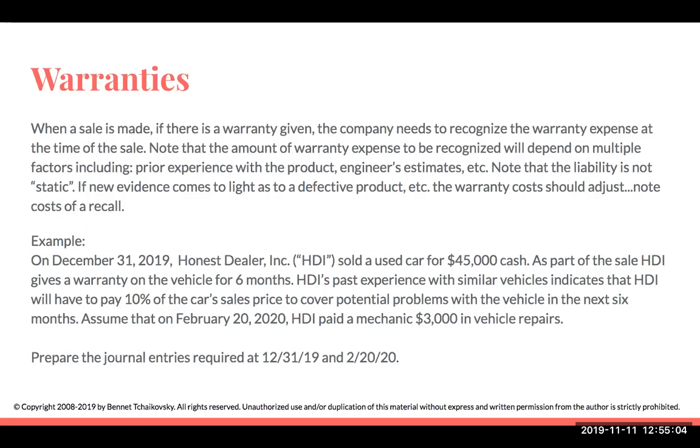Okay. Another type of current liability is a warranty. Now, when we give a warranty, there are two different types. We're going to focus on the one that's given when a car or an item is being sold. The other type of warranty could be if I'm selling extended warranty coverage for a particular vehicle.